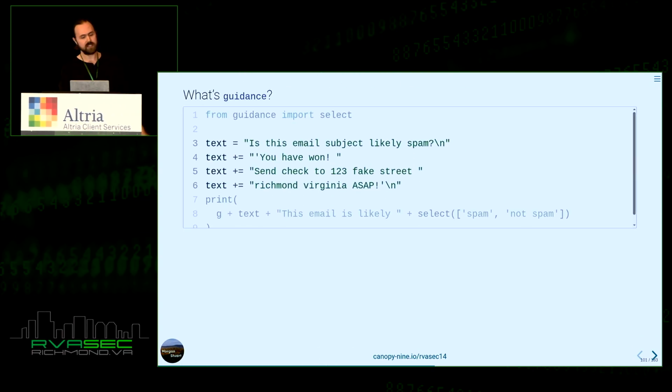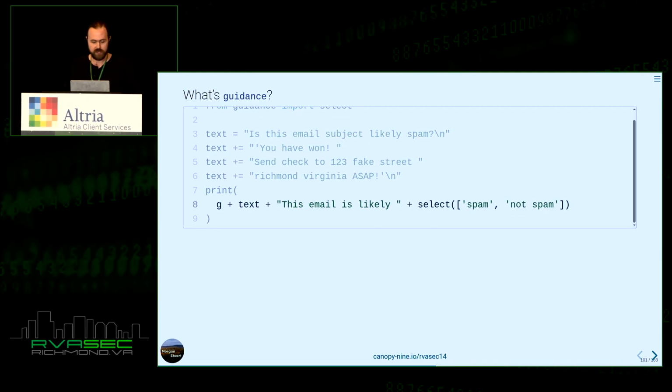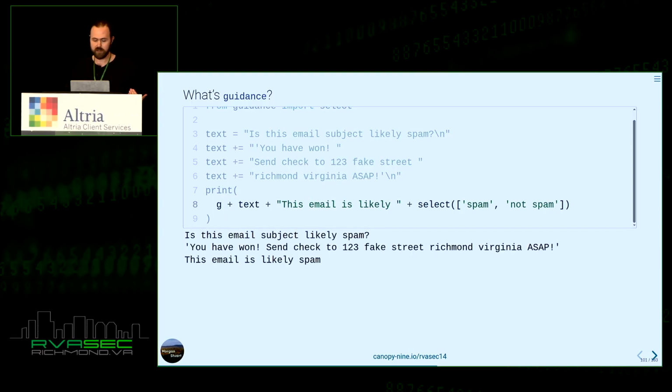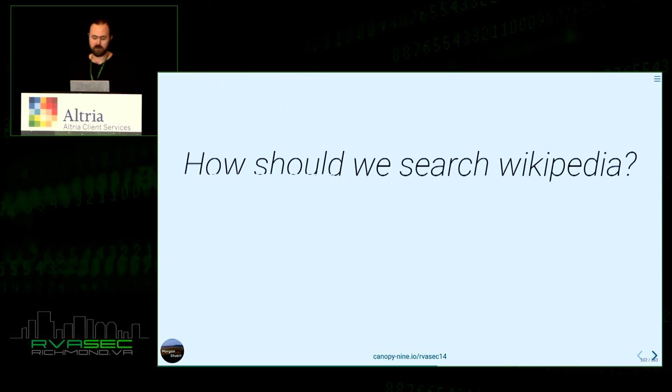All right, here's another example. Is this email subject likely spam? The email subject being, you have one, send check to 123 Fake Street, Richmond, Virginia, ASAP. And so if we put this into guidance and we say this email is likely, and then we ask it to select one of spam or not spam, that's all it can generate. And what do we get? This email is likely spam. So hopefully you're starting to see this is incredibly powerful. We now have this natural language processing Swiss Army knife in the palm of our hands, essentially.